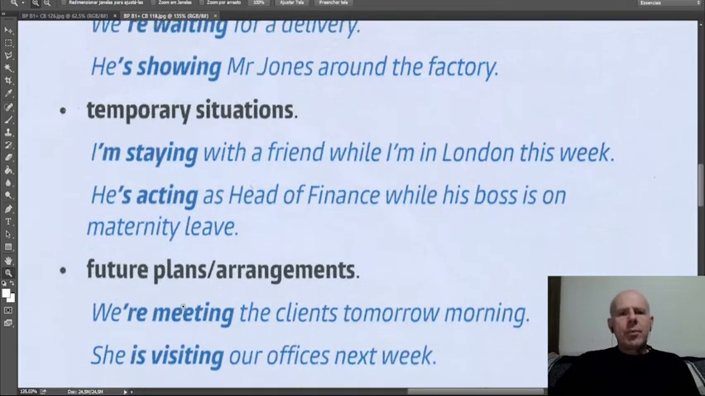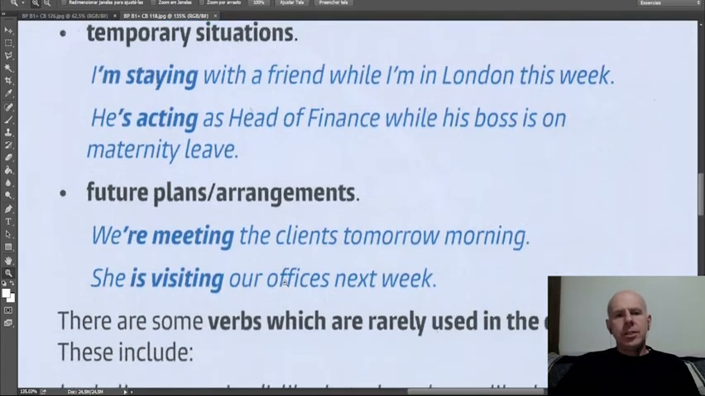Future plans or arrangements. We saw that in lesson 1.3. I think it was in lesson 1.3, yes. We are meeting the clients tomorrow morning. The clients know about that, right? She's visiting our offices next week. It's arranged between parties, so we use present continuous.